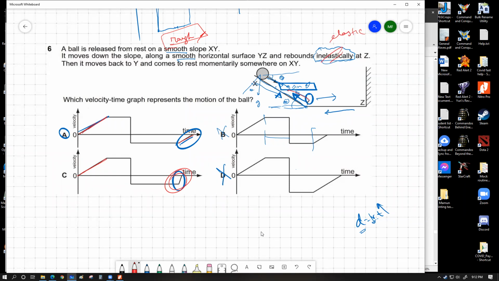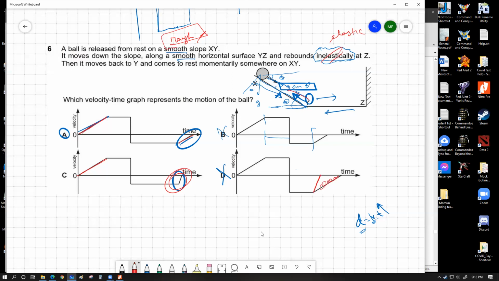D sir. Yes sir, B sir. Oh no sir, not B sir. I mean it's supposed to be something like B but with the last part steeper. Yes sir. Oh sorry sir, D. Yes sir, sorry D sir.